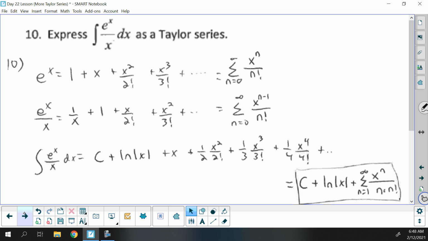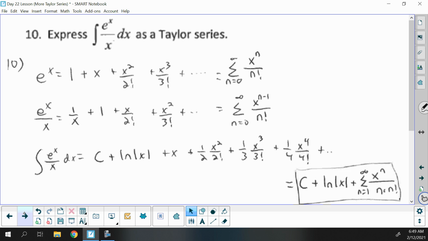E to the x over x, start with e to the x. That's all of our exponents, all the factorials, and it's positive. So our general form starting at n equals 0, we have x to n over n factorial. Because we want a Taylor series, our final answer should be some type of summation. If we put everything over x, notice in our general term now we have x to the n minus 1.